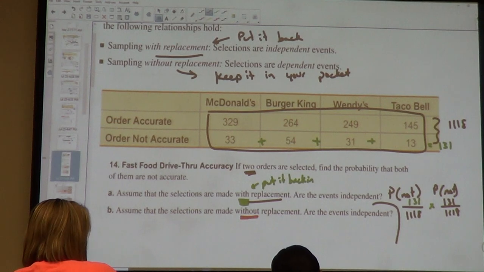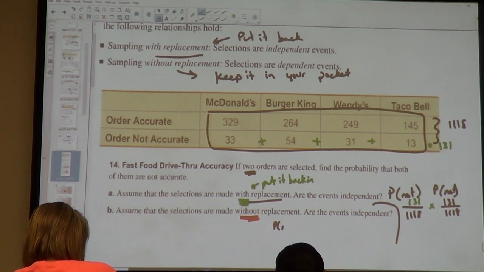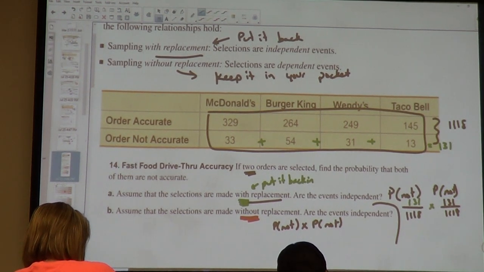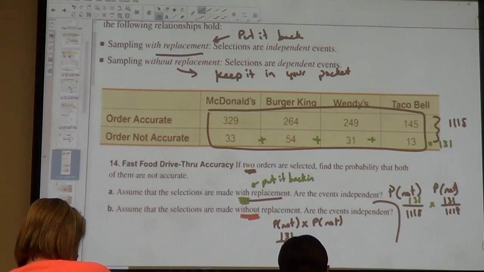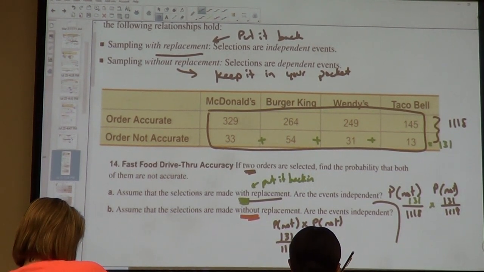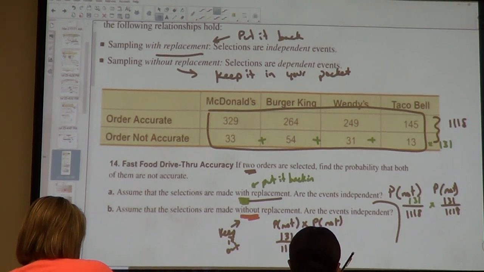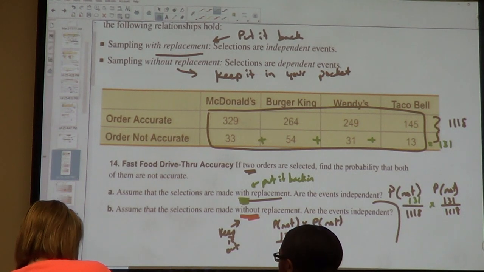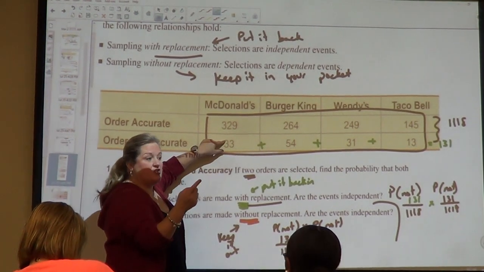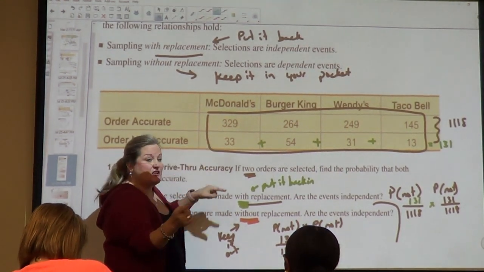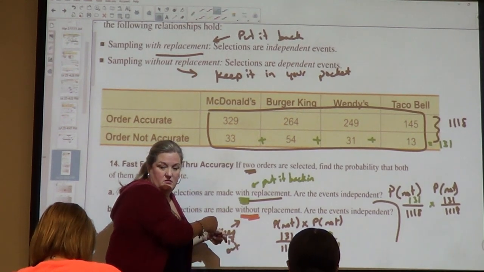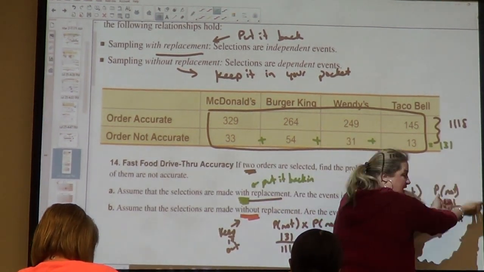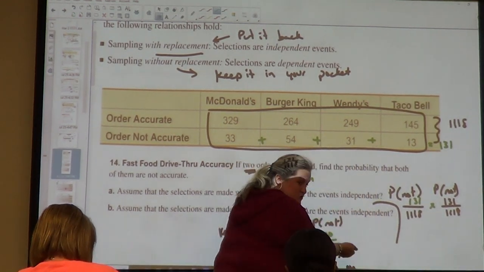Now, if I do without replacement, the probability that it's not accurate times the probability that it's not accurate. So it's going to be the 131 over the 1118. But if I do not replace it, that means I keep it out. What is my next fraction going to be? 130 over 1117. So it drops both of those, because you kept a not accurate, which is also keeping an order. Just like you kept a heart, which means you kept a card. So to get the answer, you would do this wrapped up times this wrapped up.